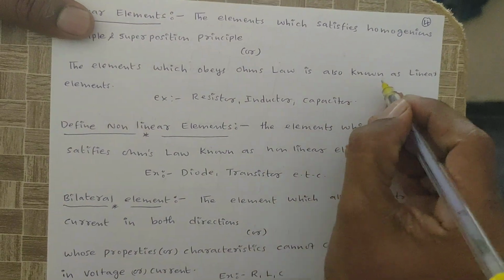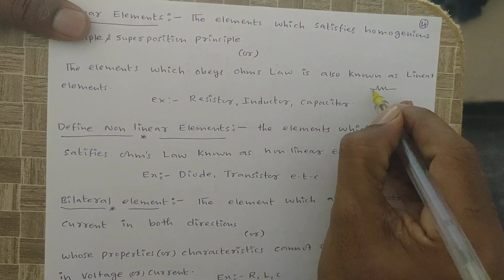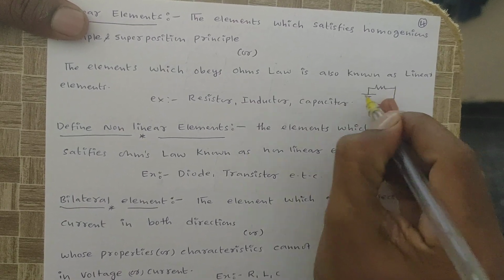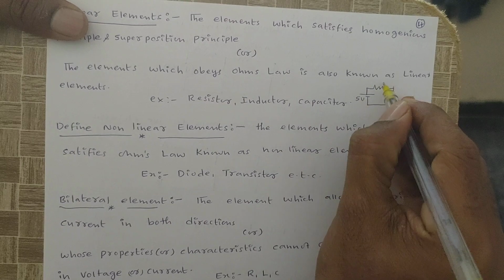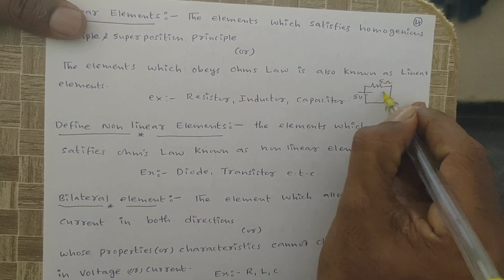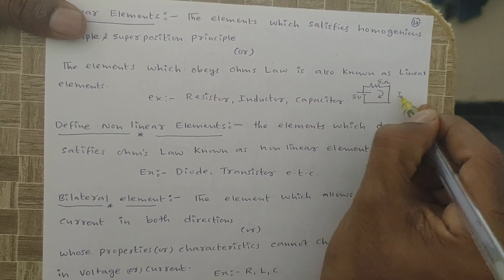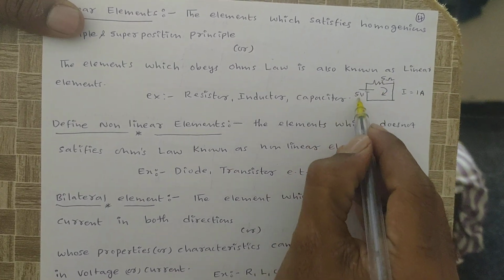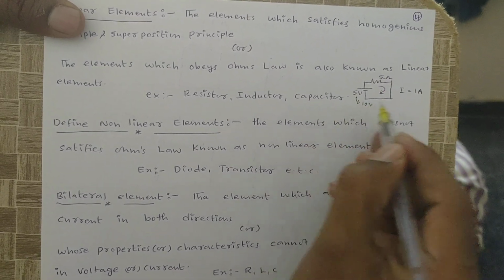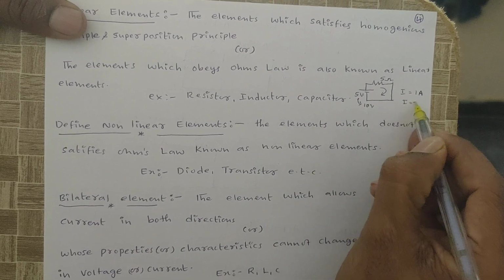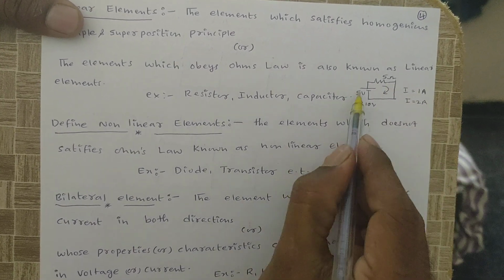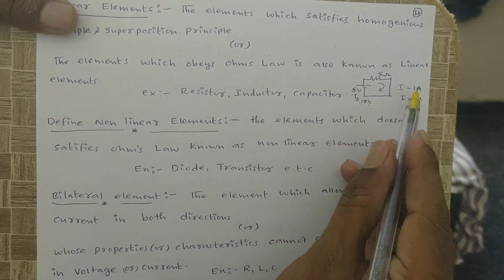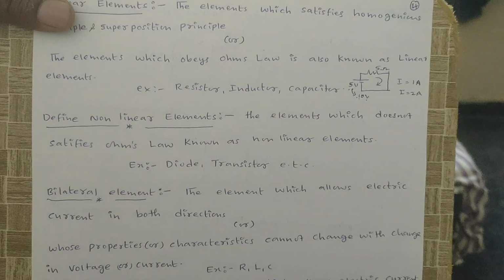For example, let us consider a resistor and apply a battery voltage. For example, apply 5 volts to a 5 ohm resistor. What is the current? I is 1 ampere, right? Now next case, increase this voltage to 10 volts, and what is the current? 10 by 5, 2 amperes, right? That means if the supply voltage is increased by some constant k, 5 into 2, 10 volts, the response produced is also increased by the same constant k, right?